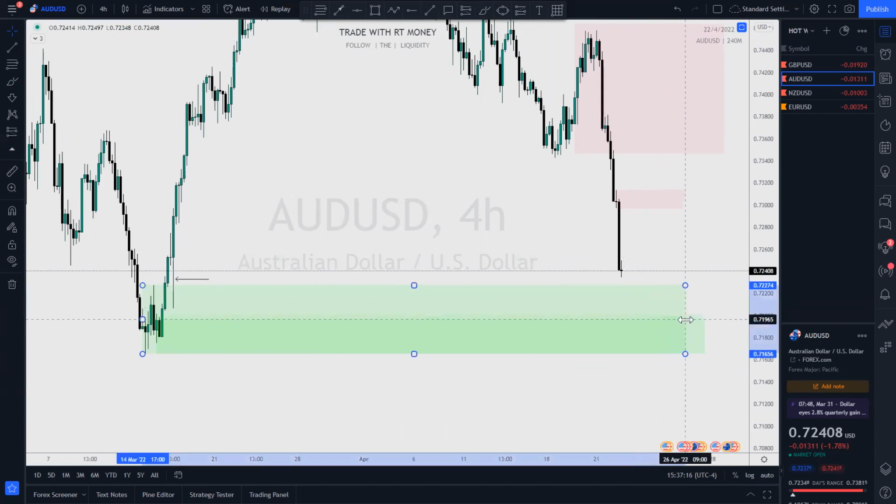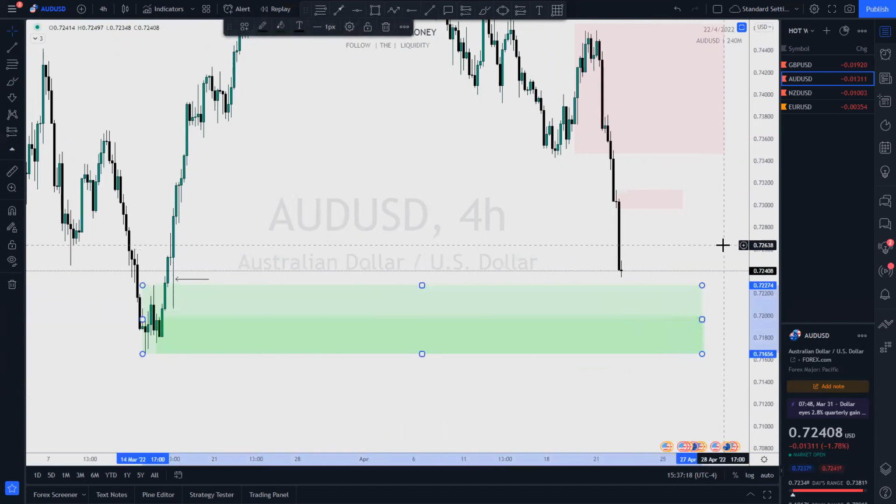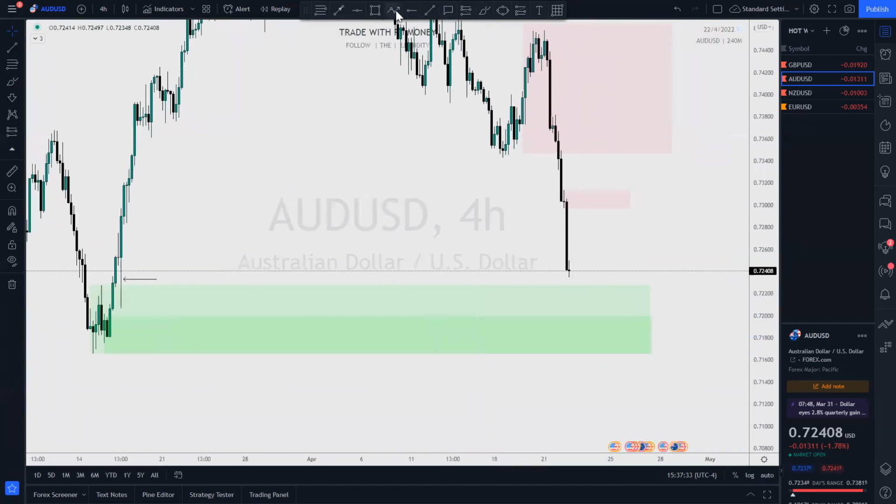So when it's unmitigated, I'm expecting a nice reaction. I don't think price is just going to plow through when it's an unmitigated, valid zone of demand. So that's what I'm looking for here. If we get that pullback, that would be nice.